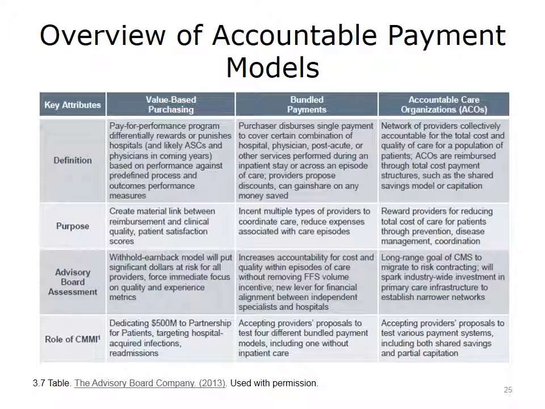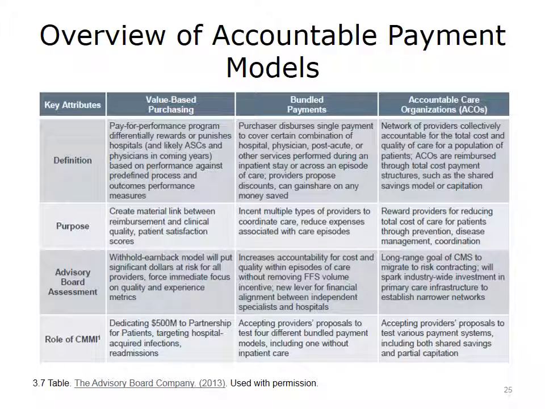There are several different payment models: value-based purchasing, bundled payments, and accountable care organizations. Value-based purchasing is essentially pay-for-performance programs that reward or punish hospitals based on performance against predefined process and outcome measures. The purpose is to create a link between reimbursement, quality, and patient satisfaction, moving away from being reimbursed for volume of services, or fee for service, to value-based reimbursement or value-based purchasing.